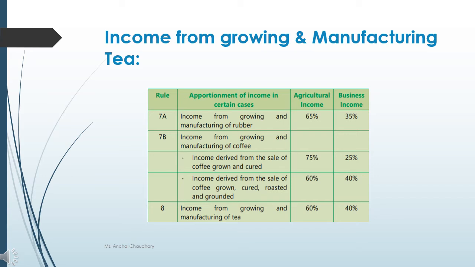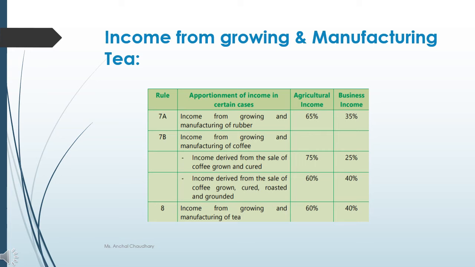Income from growing and manufacturing of rubber. Whenever in the question it is mentioned that the particular income is from growing and manufacturing of rubber, then 65% of that income will be considered as your agricultural income, and that will not be taxable, and 35% of that income will be taxable under the head of income from business or profession.